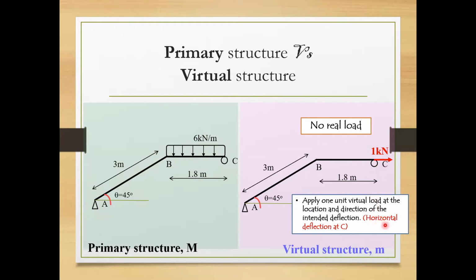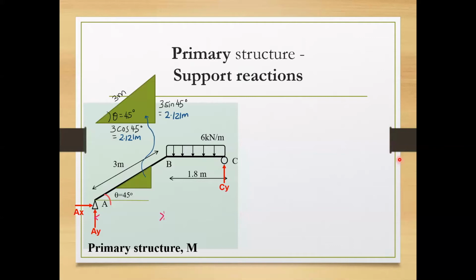Then we need to apply 1 unit virtual load at the location and direction of the intended deflection. Since in this problem, we need to solve for horizontal deflection at C, therefore, we can put 1 kN virtual load at C horizontally. The direction of the load, either to left or right, can be assumed. In this case, we assume the deflection towards right. Positive answer for your deflection indicates the real deflection is towards right, while if negative, the vice versa. We can then proceed to analyze both structures.